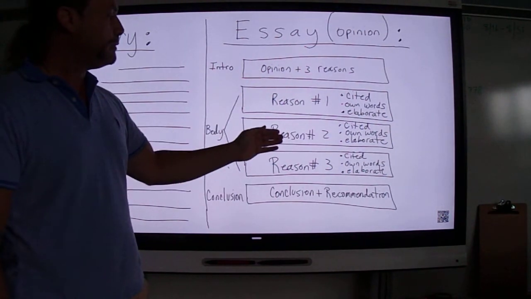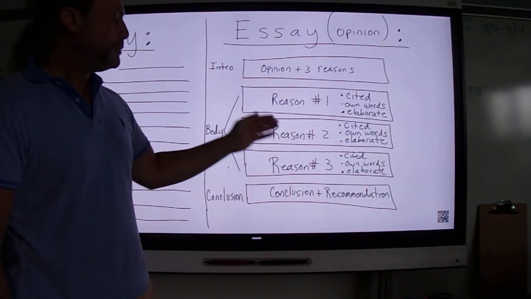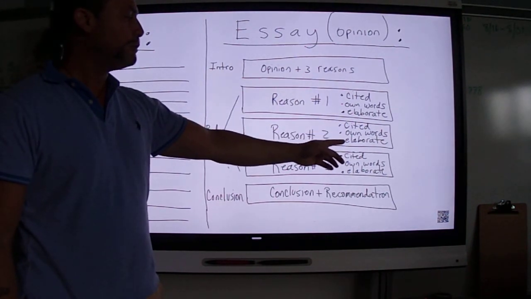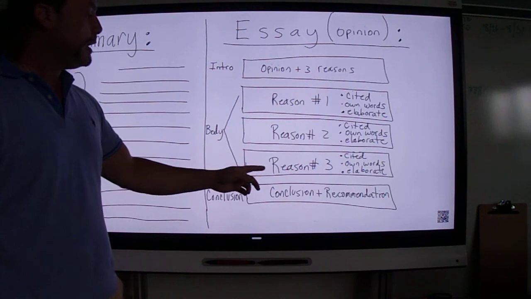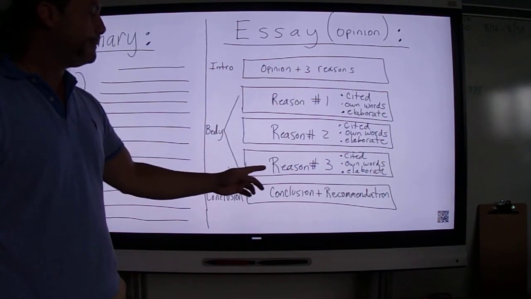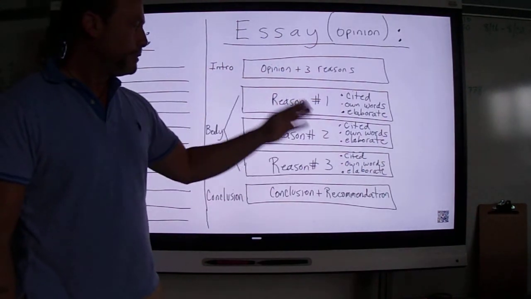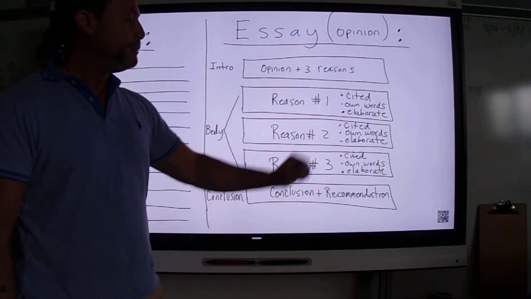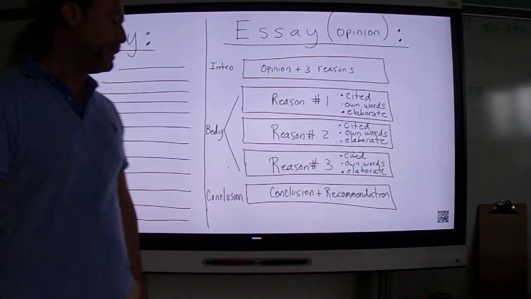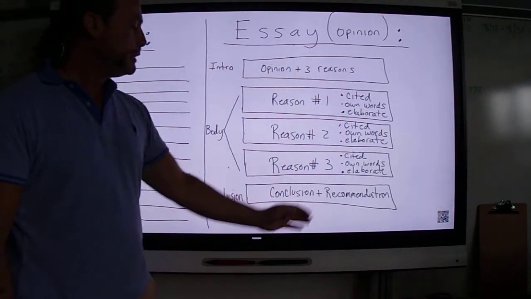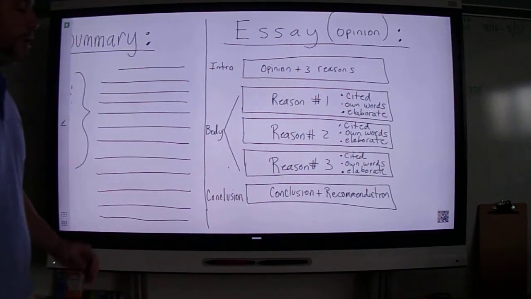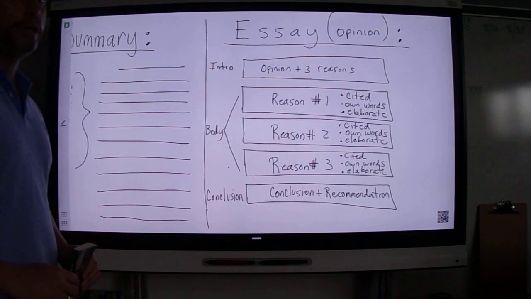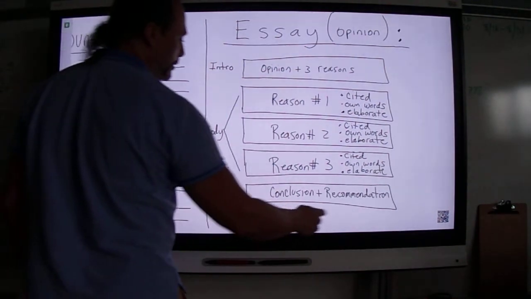Reason 2 is talked about in paragraph 3 and addressed. Cite the text, explain more fully in your own words, elaborate. And reason 3 in paragraph 4 is addressed. So there you have the body. Again, citing the text, explaining more fully in your own words, and elaborating. Finally, the fifth paragraph is the conclusion, along with a recommendation. Recommending the book to a particular audience based upon the content.